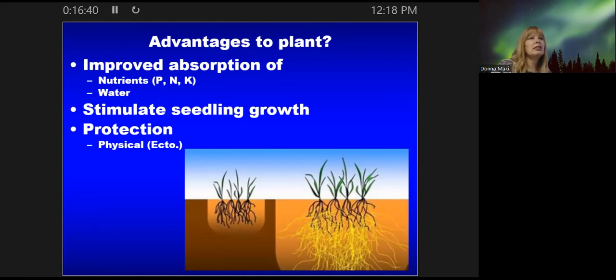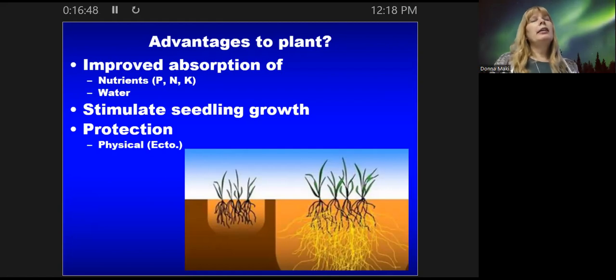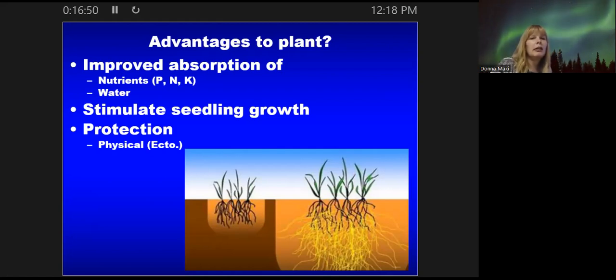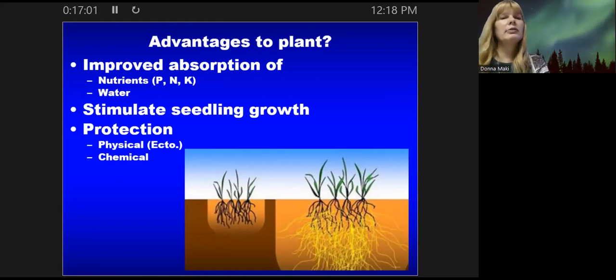It's just a nice physical barrier to potential creepy crawlies that are crawling through the soil and want to try to munch on the root. That ectomycorrhizal mantle can help protect, or it might be another fungus, a pathogen trying to attack, or a bacteria. So both physical and chemical are options for these mycorrhizal fungi, at least with the ecto, they can do both.